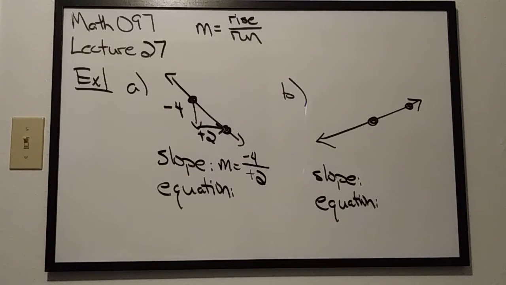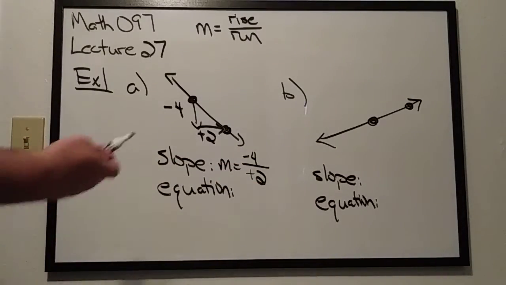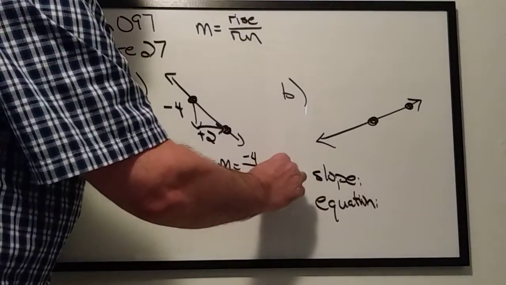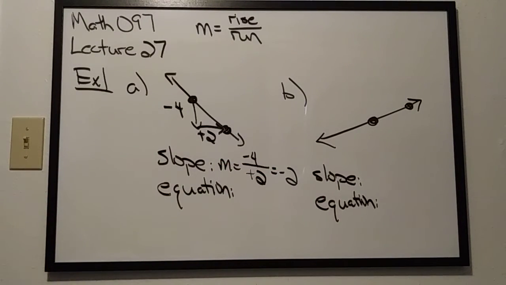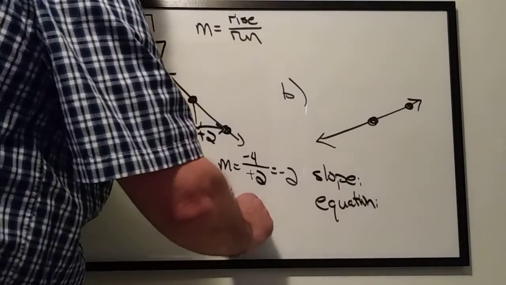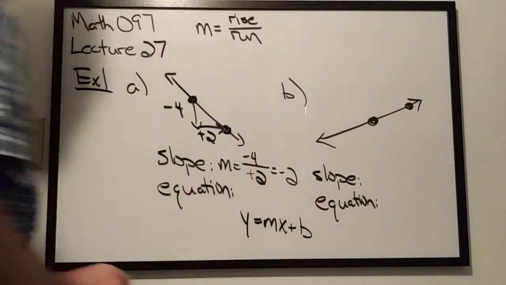But that's a fraction, and in general you want to simplify fractions as much as possible. So a -4 divided by a +2, negative divided by a positive is going to be a negative, and then 4 divided by 2 is going to be 2. So the slope of this line is -2. So now that we know that piece of information, we can use that to write down our equation. So remember that we have this idea of slope-intercept form. y equals mx plus b.